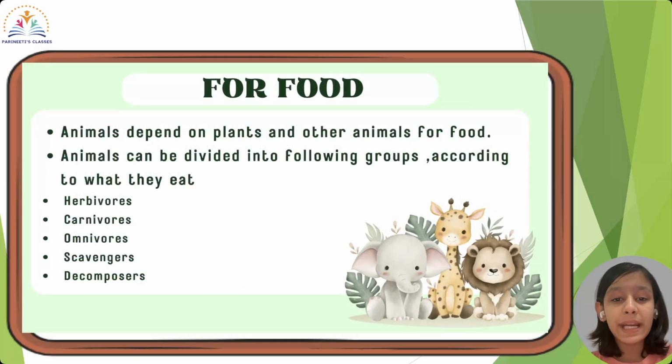For food, animals depend on plants and other animals for food. Animals can be divided into different groups according to what they eat: herbivores, carnivores, omnivores, scavengers, and decomposers. Let's explore all these terms one by one.